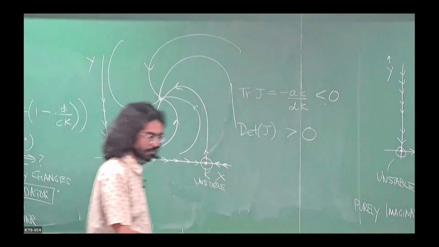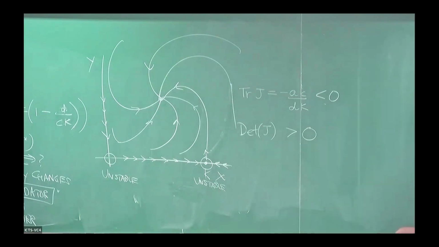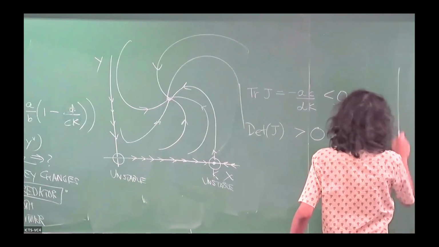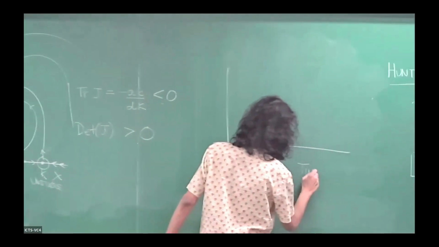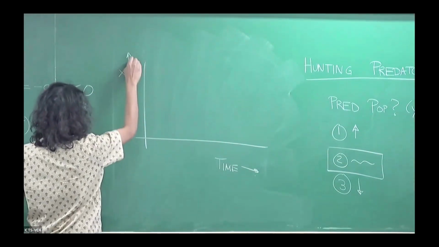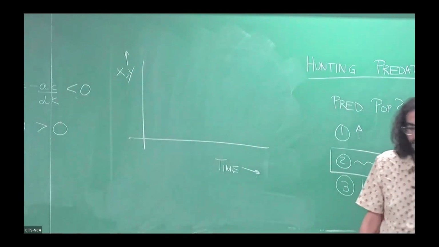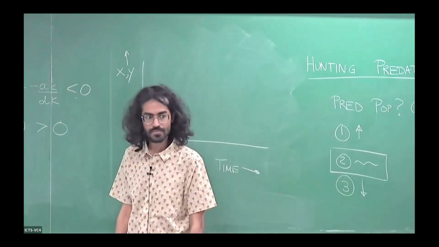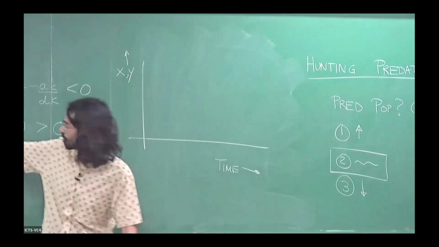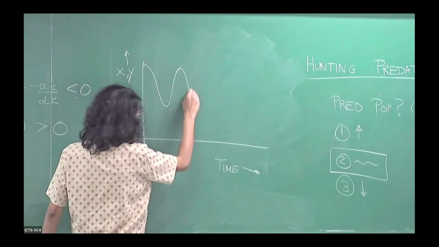So in this case, if we were to look at the dynamics, let's say we were to plot the actual predator and prey populations over time, what would they look like? Will they decay to zero? Oscillate and decay. Right, they'll show damped oscillations.